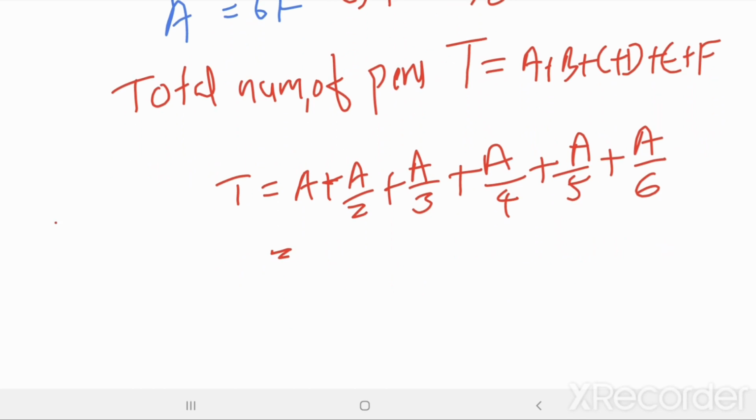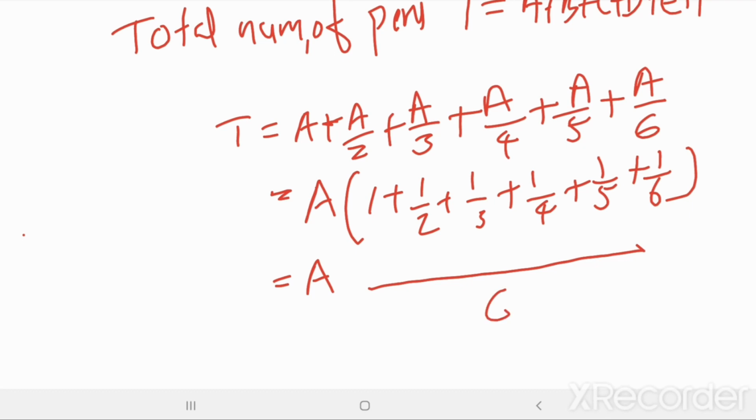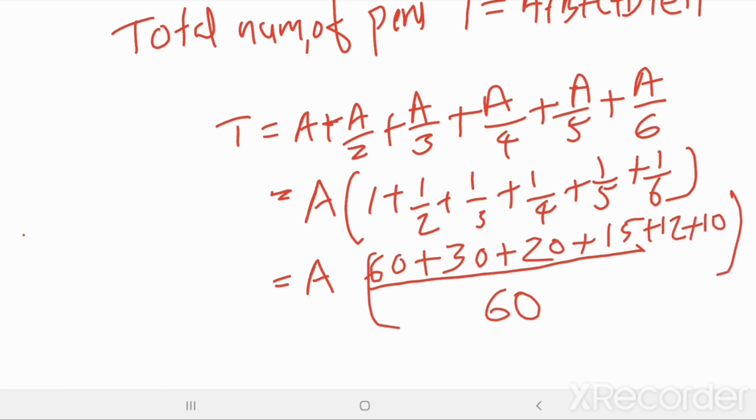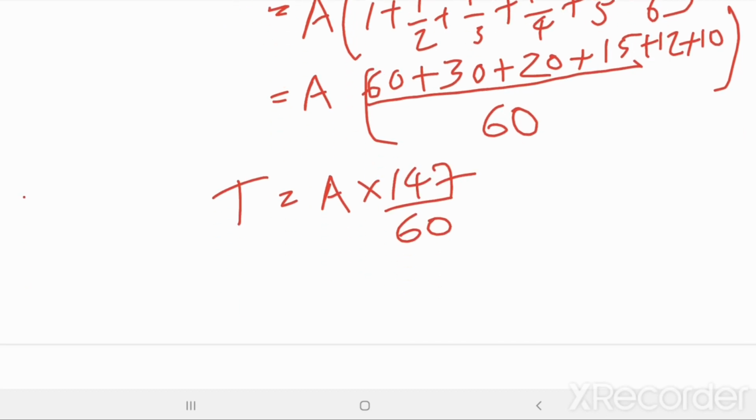Then adding these, take A outside: 1 plus 1 by 2 plus 1 by 3 plus 1 by 4 plus 1 by 5 plus 1 by 6. Take the LCM, so we get 60. Then 60 plus 30 plus 20 plus 15 plus 12 plus 10. Adding all these, we get A into 147 divided by 60. This is what total number of pens distributed.